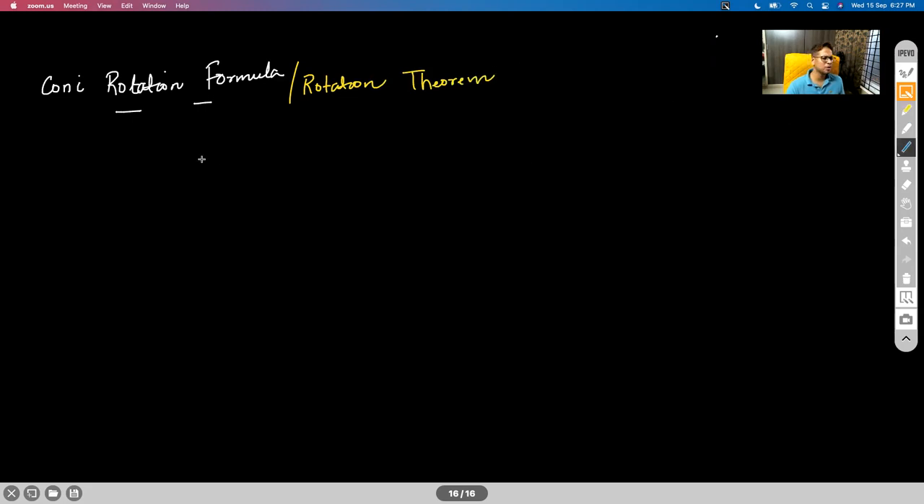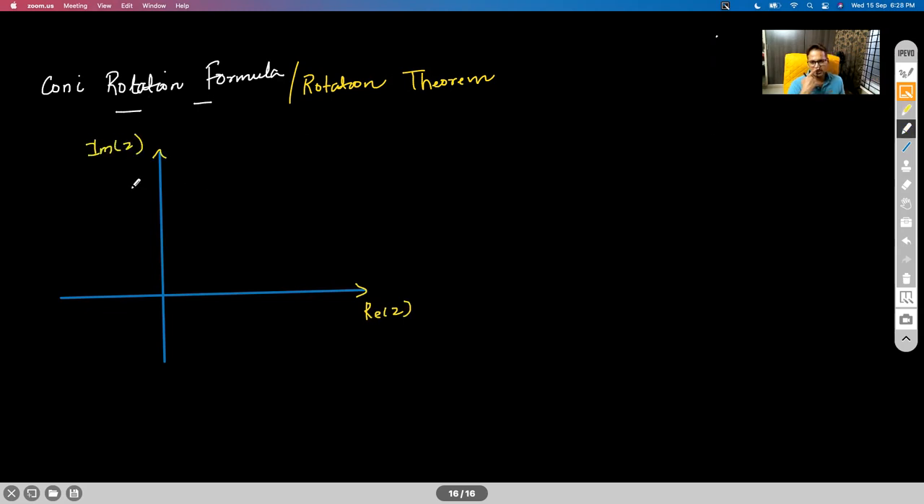Okay. Now, what is this rotation theorem or what is this CONI rotation formula? Let's try to understand it. Let's say this is my argand plane. And on this argand plane, I have three complex numbers. Let me make them a Z1. And let's say we have Z2. And let's say we have another one, Z3. Okay. So I've just taken three complex numbers on this argand plane, where if you connect these complex numbers in this way, this angle here is theta. Okay. So what has been given? You have been given three complex numbers, Z1, Z2, Z3. And this angle here is mentioned to you as theta.